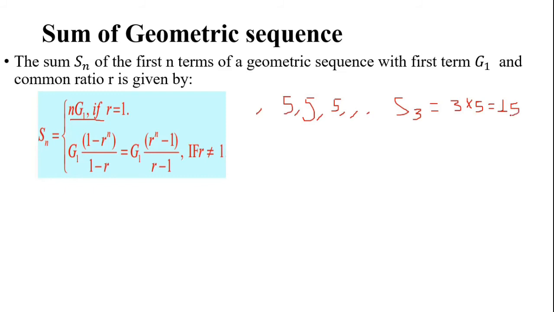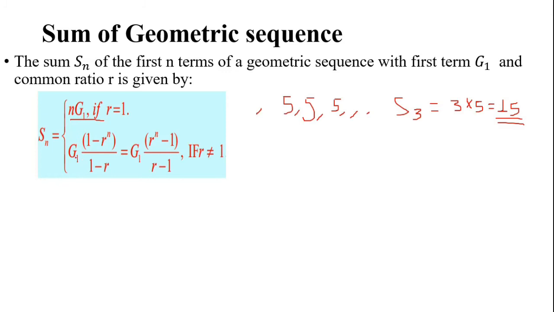So you can also check just by adding this listed sequence: 5 plus 5 is 10, plus 5 is 15. So it's better to use what? This simple formula finds the sum of a geometric sequence if and only if the common ratio for the geometric sequence is 1.